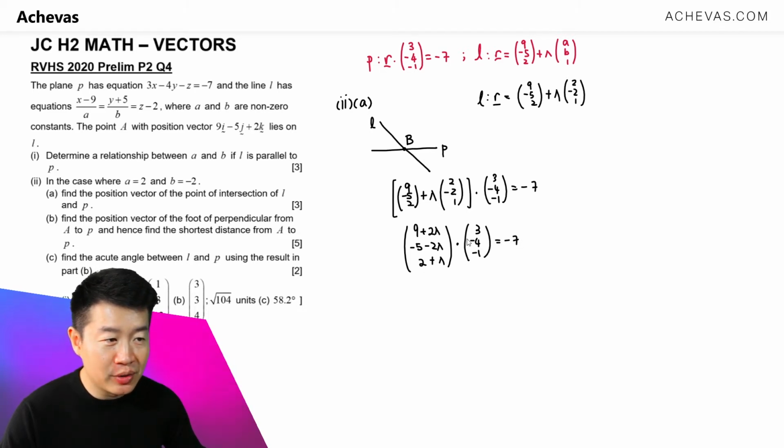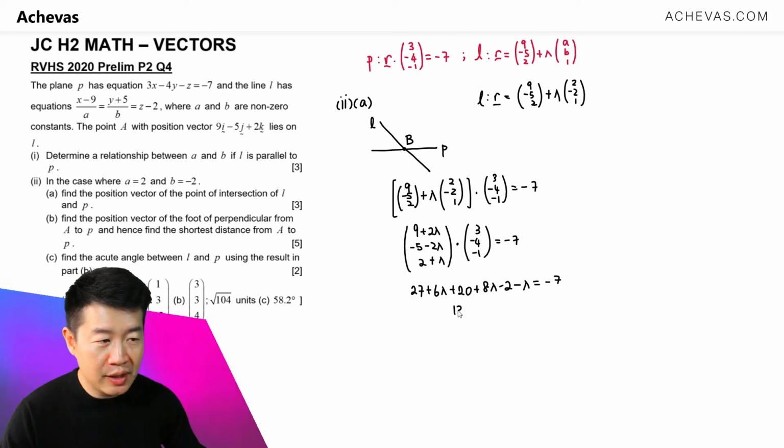So expanding this dot product, 3 times 9, 27, then plus 6 lambda, plus 20 plus 8 lambda, minus 2 minus lambda. This is equal to -7. If I were to put all the lambdas on one side only, we have 13 lambda, and on the other side is going to be -52. This helps me to solve for the value of lambda, and this is equal to -4.